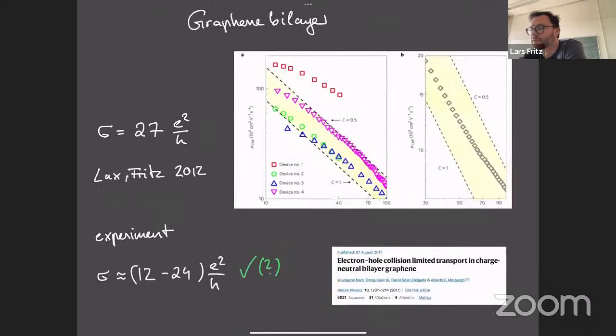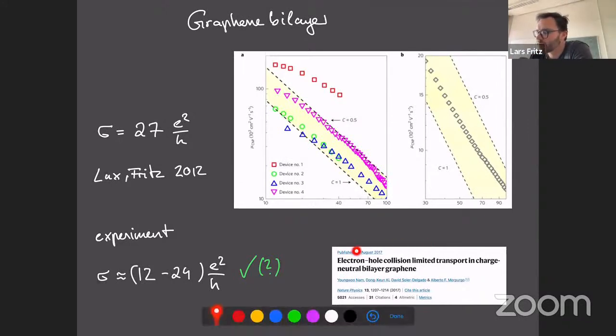In fact, there's another interesting one, which I only discovered last week for strange reasons. The same type of measurement has been done in bilayer graphene. I told you that the same story in fact applies to bilayer graphene. It was in this paper, which is already a bit older than the other one. In the experiment, they measured a sigma which was compatible.